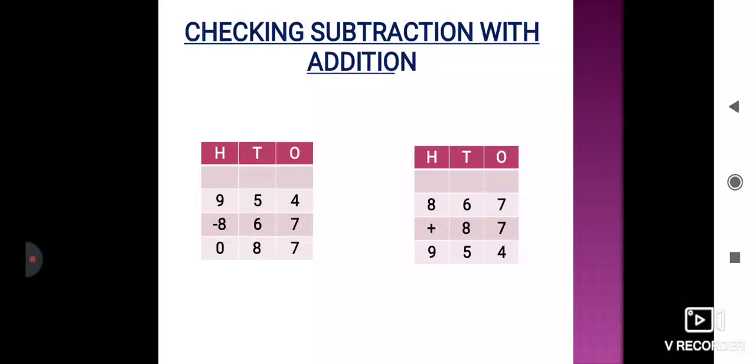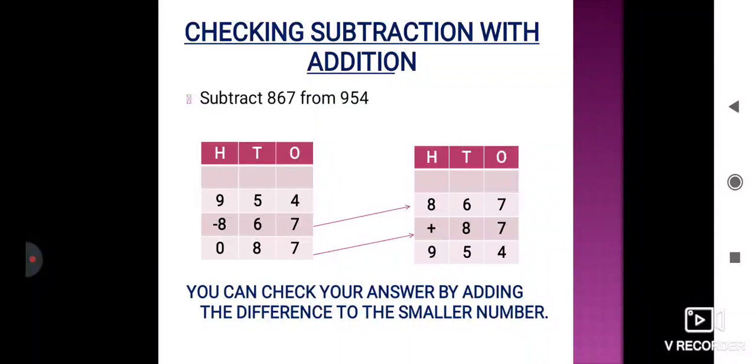So you have observed that 867, the number which you have subtracted, and 87, the difference. When you add these two numbers, you will get the answer, and this number should be the same as the number from which you have subtracted. If it is same, then your subtraction is correct. So this is one way of checking your answer. You can check your answer by adding the difference to the smaller number.